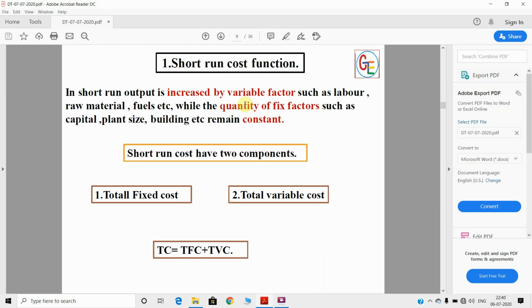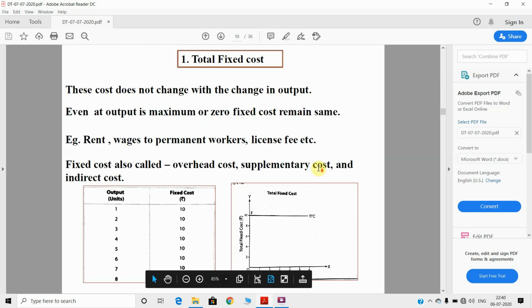Next, short run cost function. In short run, output is increased by the variable factors such as labor, raw material, fuels, while the quantity of fixed factors such as capital, plants and building remain constant. So one part is divided into fixed cost and another part is divided into variable cost. So the total cost is the sum of the total fixed cost plus total variable cost, right?